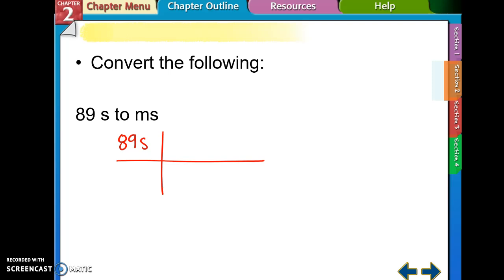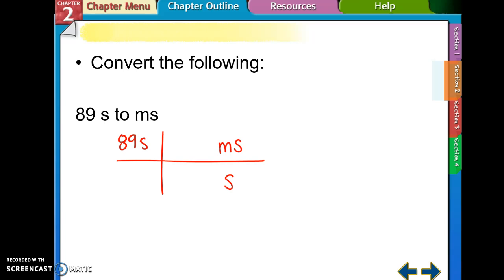Okay. Step 2. Step 3, slant my units down. So seconds goes down on the bottom. And then I'm going to write my new units on the top, milliseconds. Seconds is one of my base units. Since it's one of my base units, I know this is a one-step problem.